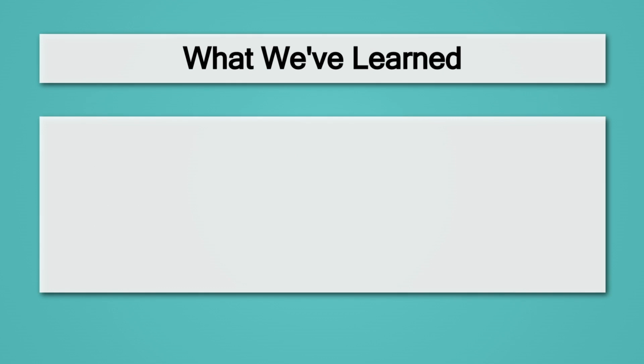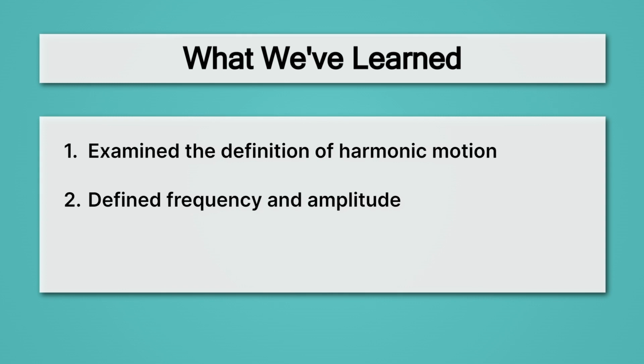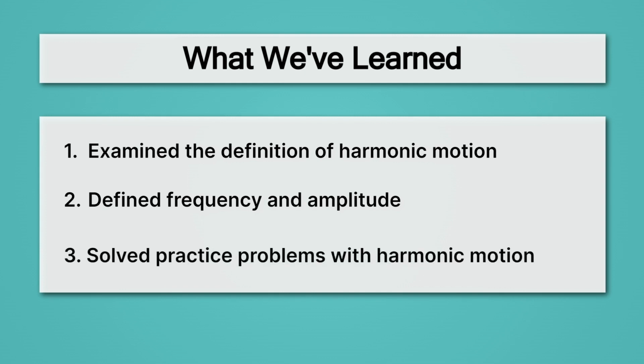Let's review what we've learned. First, we examined the definition of harmonic motion, where we saw it's a simple repeated back and forth motion. Then we defined frequency, which is how often that back and forth motion happens, and amplitude, which is how big that back and forth motion is. And lastly, we solved practice problems with harmonic motion.